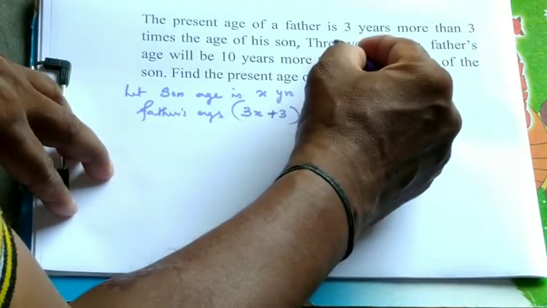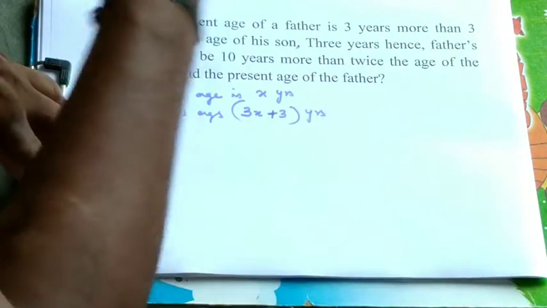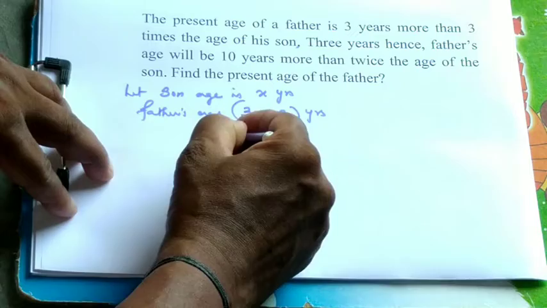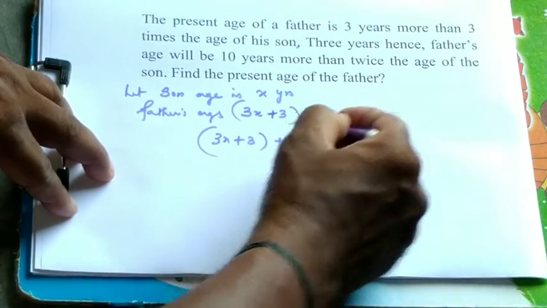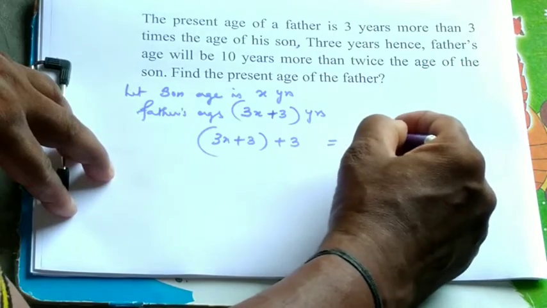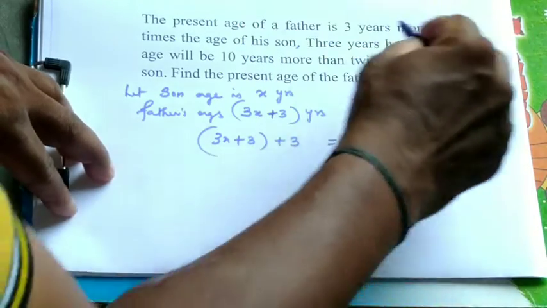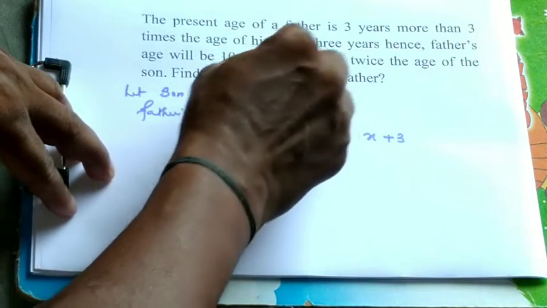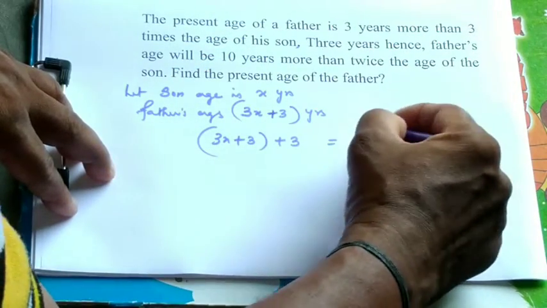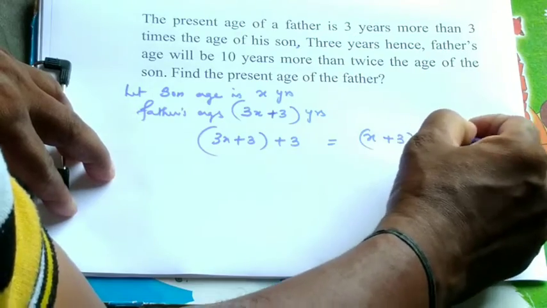Now we are coming to the second case. After 3 years, the father's age is 3x plus 3, and the son's age is x plus 3. That's the reason we are adding 3. After 3 years, the father's age will be 10 years more, plus 10.